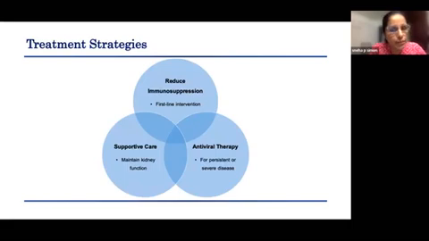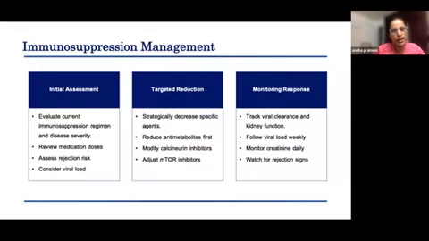Treatment strategy is reducing the immunosuppression. This is the first line intervention, along with supportive care to maintain kidney function, and antiviral therapy for persistent or severe disease. For immunosuppression management, we should evaluate the patient's current immunosuppression regimen, and the disease severity, viral load, and rejection risk all need to be balanced. Reduce the antimetabolites first, modify the calcineurin inhibitors, and adjust the mTOR inhibitors. Monitor the response by tracking viral clearance and kidney function: monitor the viral load weekly, creatinine daily, and watch for rejection signs.